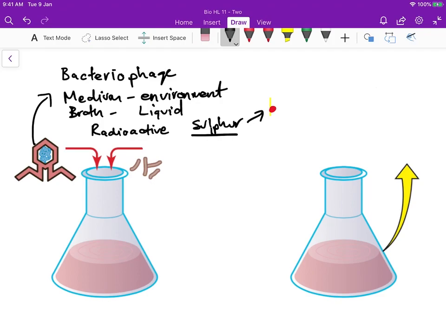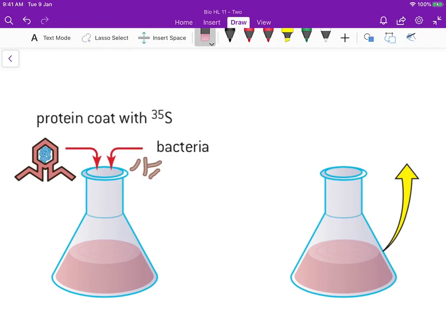And so the radioactive sulfur would go into parts of the phage, like the coat, which is made out of protein. But it wouldn't go into the DNA because the DNA doesn't contain sulfur. And then they mixed it with the bacteria that it could infect, and then the phage will do what the phage does. It will attach to the outside of the bacteria and it's going to inject its genetic information.